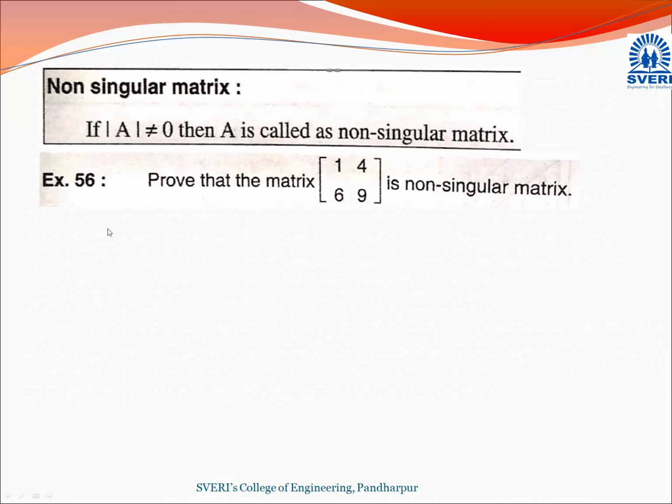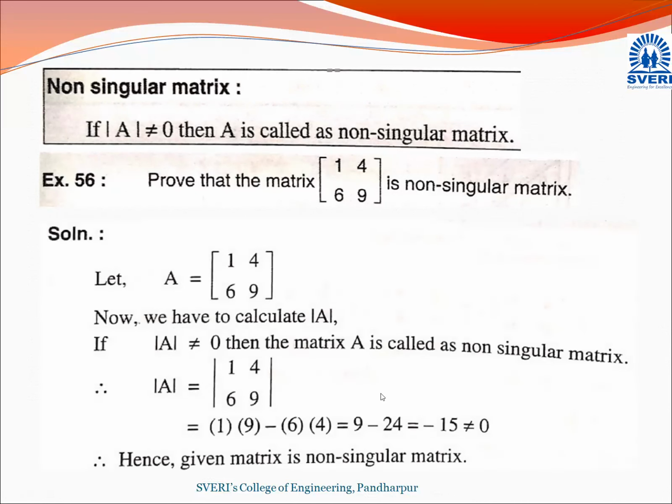Taking one example, prove that the matrix [1, 4; 6, 9] is a non-singular matrix. Taking the determinant, here we have a 2 by 2 matrix, that's why we are directly taking cross multiplication: 1 into 9 minus 6 into 4, which is 9 minus 24, which is equal to minus 15, and minus 15 is not equal to 0. Therefore, the given matrix is a non-singular matrix.